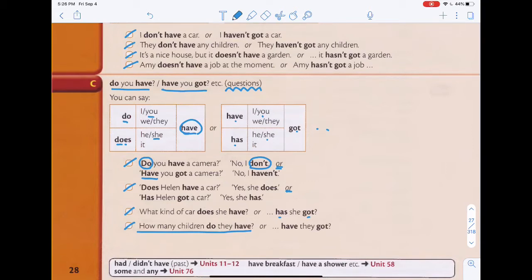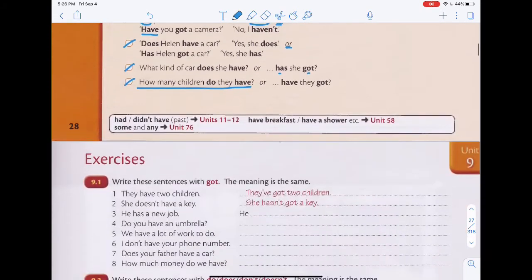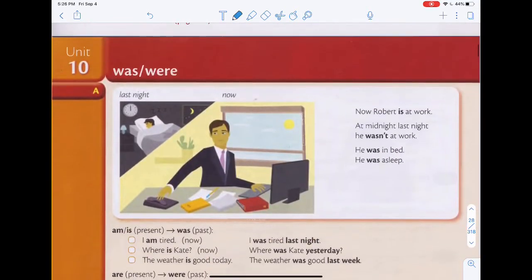It's not very common in English anymore. So you could mainly use do or does with have. Alright, so this is for this chapter. And now let's move on to Unit 10, was and were.